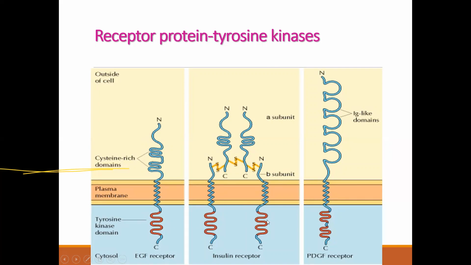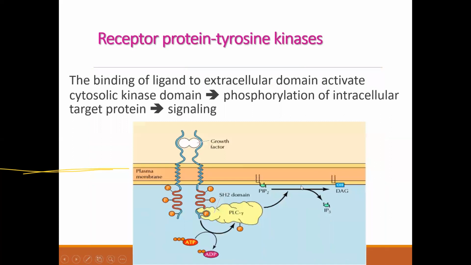Okay, one part of the receptor performs as a tyrosine kinase. This is the receptor of epidermal growth factor. This is the receptor of insulin, and this is the receptor of platelet-derived growth factor. Because you can see this is a single-pass transmembrane protein.